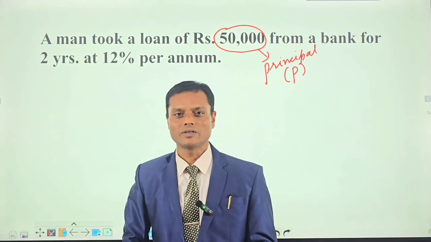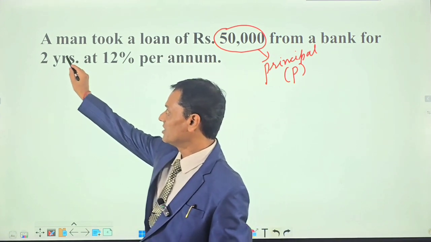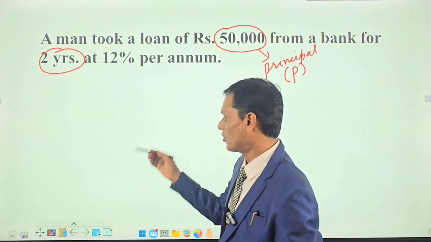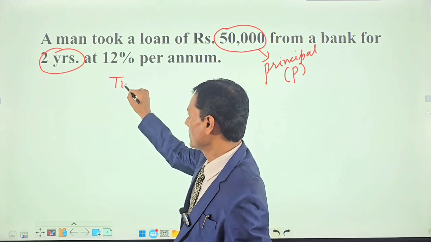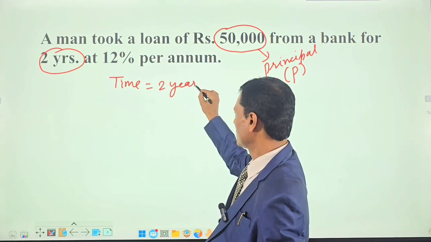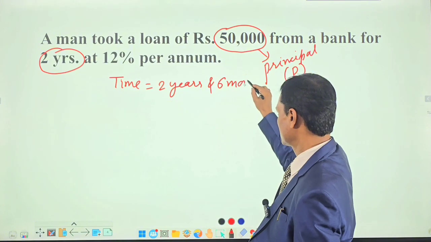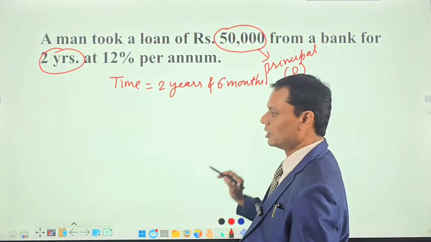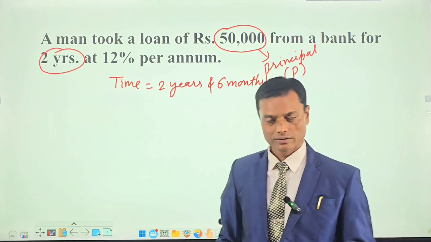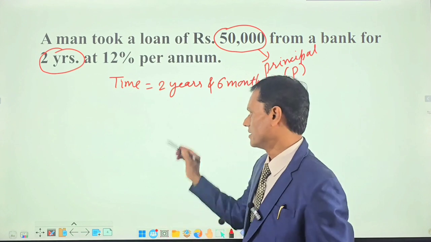The next one is time. It's very simple. Time is represented in years, and here you have 2 years, correct? But the time may be in months as well. For example, if the time equals 2 years and 6 months, we have to convert 6 months into years, and we know there are 12 months in a year, right?